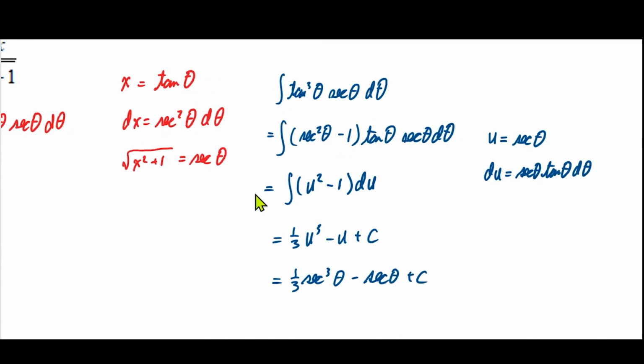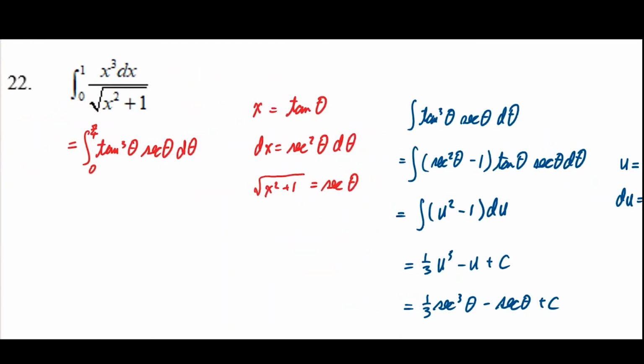Say yes. Now we take that and shove it back in. So we come back here. That is the antiderivative of this now. So we have 1/3 of secant cubed theta minus secant theta, like that, and we drop the c, evaluated from 0 to pi over 4. You get it?